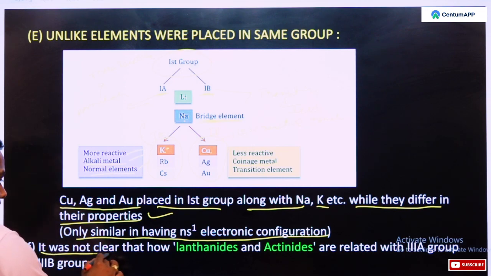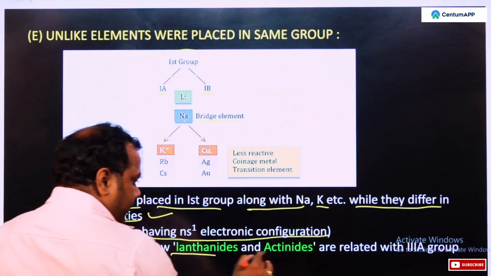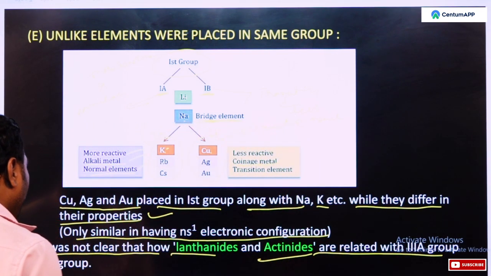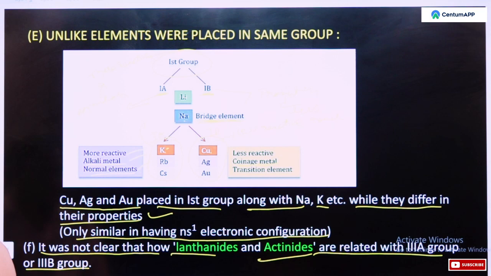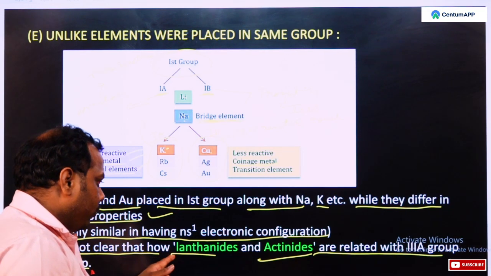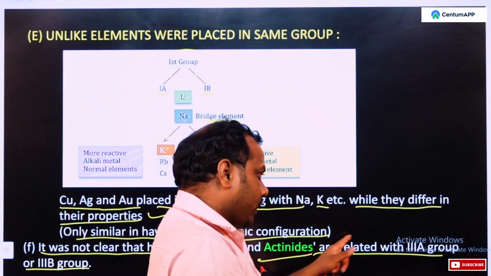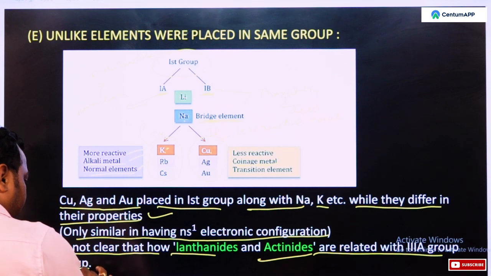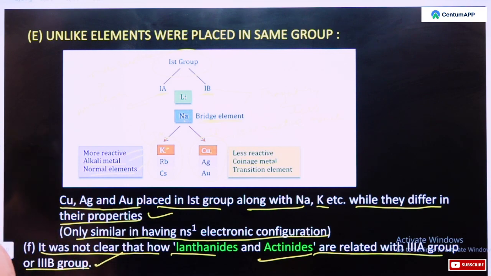Next, it was not clear in the Mendeleev periodic table how lanthanides and actinides are related to the third A group or third B group. These are all the important points of the Mendeleev periodic table.